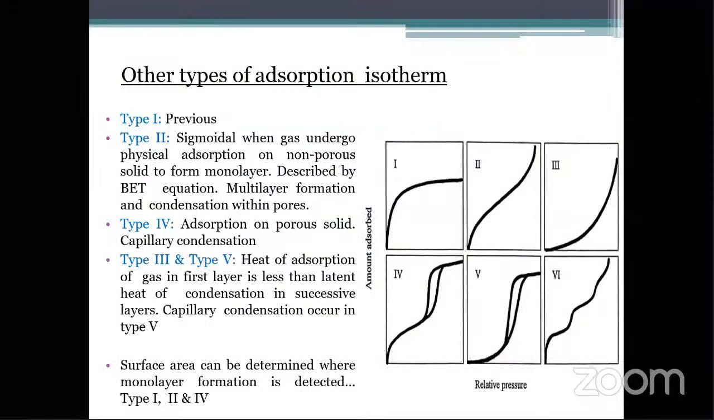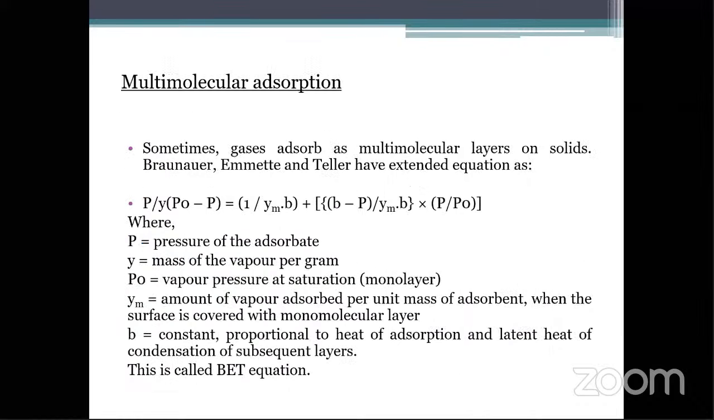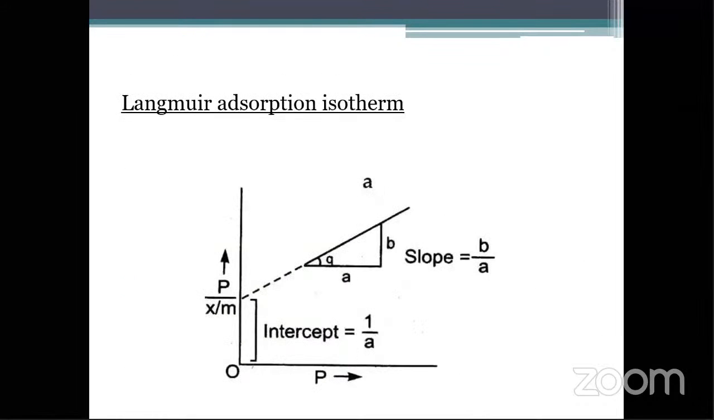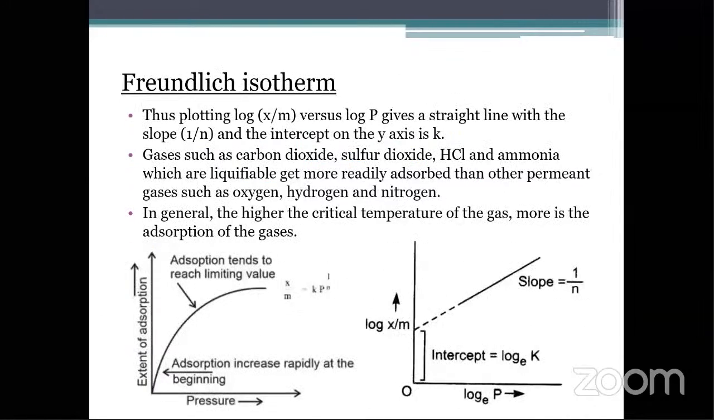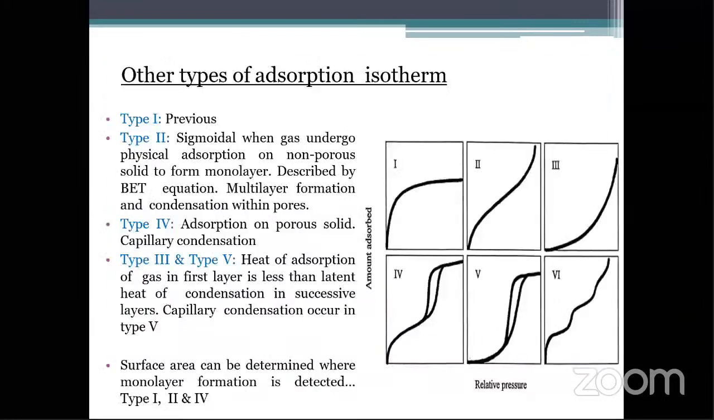Yeah, I think last class we have studied this one. Okay, different types of adsorption isotherm. Yes, sir. Type 1, type 2, type 3, type 4, and type 5. And Langmuir adsorption isotherm. Okay, Freundlich isotherm. Already we have completed this one.